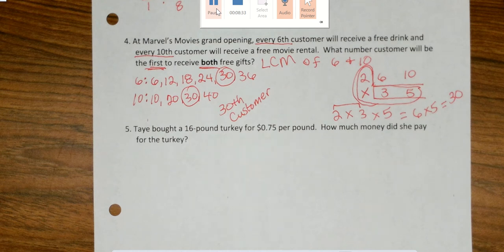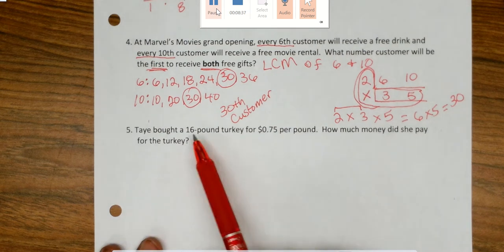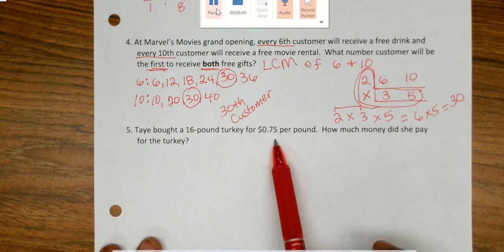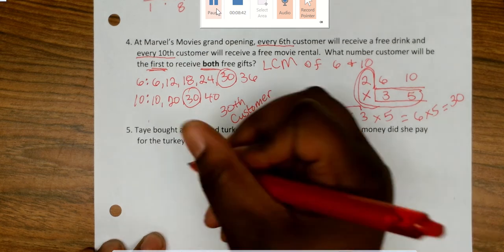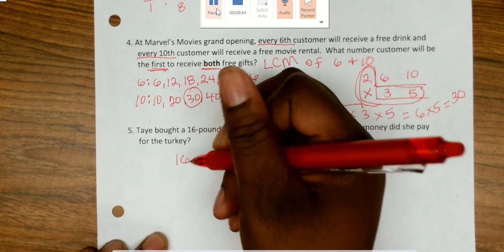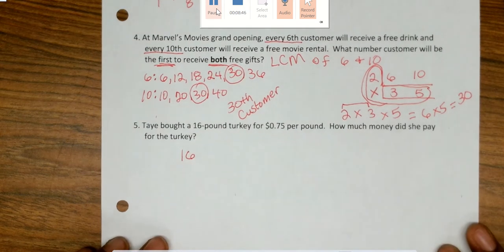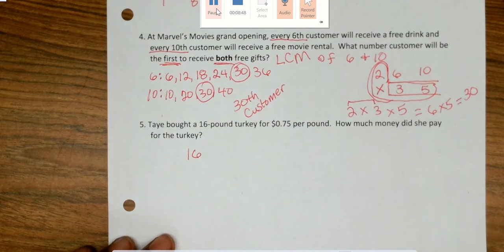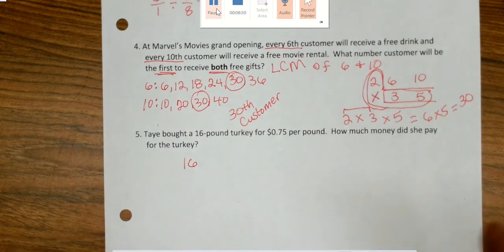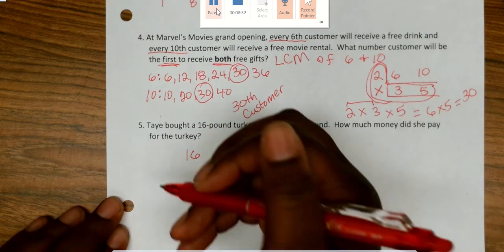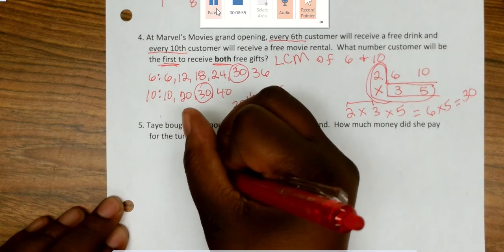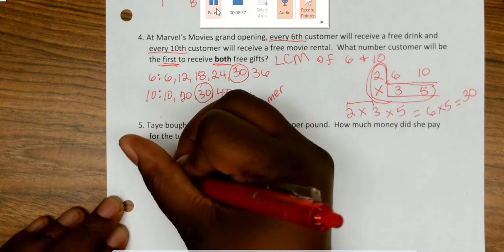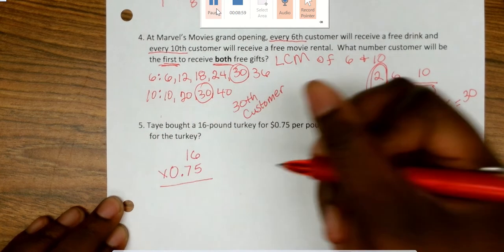So I have to multiply here because I know the turkey is 16 pounds. I need to know how much it's going to cost all together. So I am going to multiply. Now, remember when we are multiplying with decimals, we just line the numbers up. We don't care where the decimal points fall. So I'm going to line these up. And now I'm going to do some multiplication.